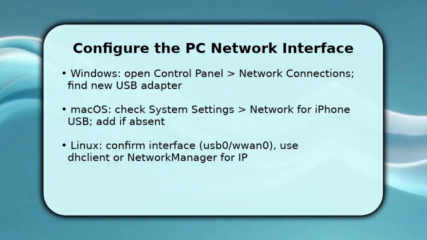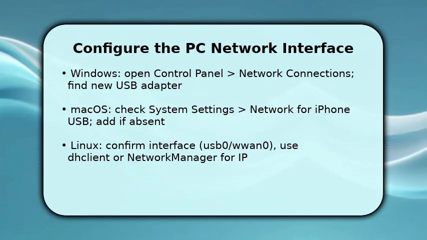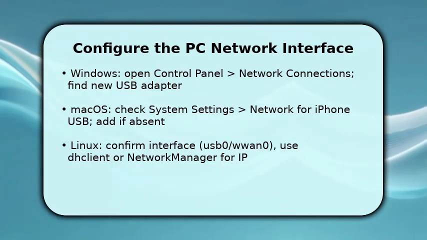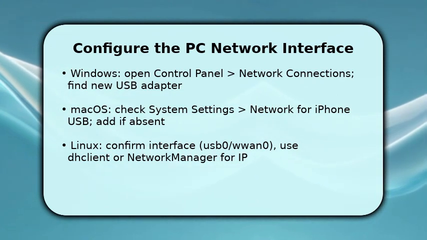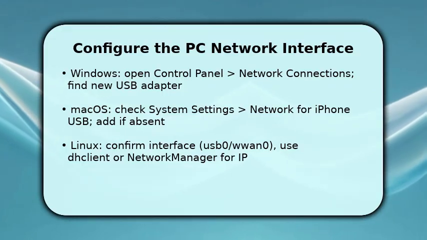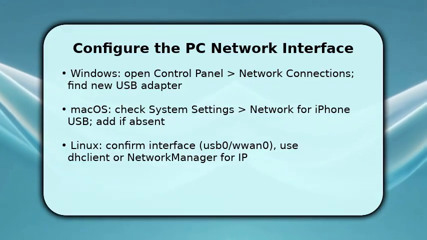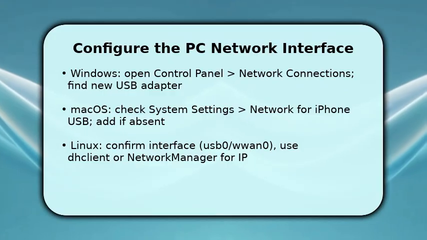Select it and apply. On Linux, identify usb0 or wan0 and run sudo dhclient usb0 or use Network Manager to request DHCP. Make sure the PC gets an IP, gateway, and DNS from the phone before proceeding.